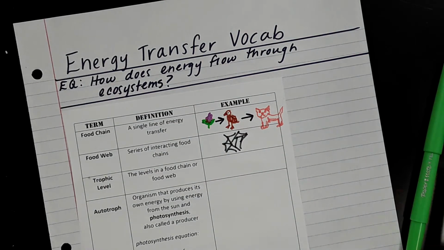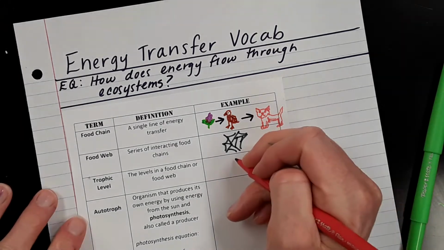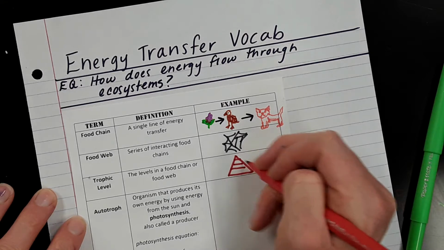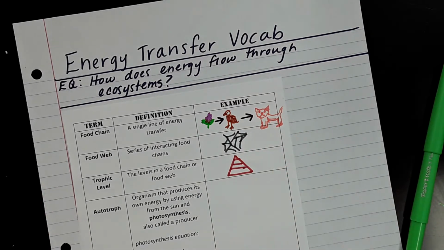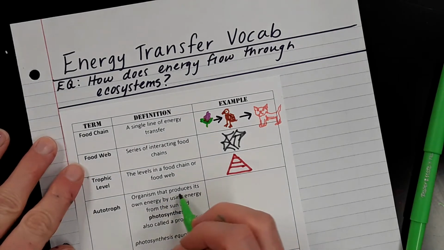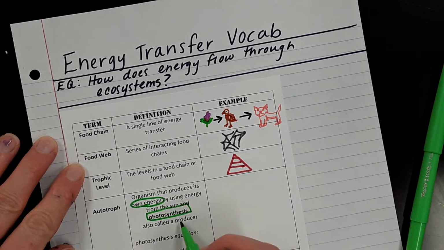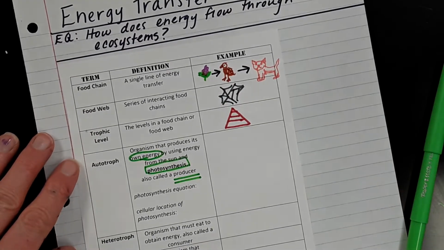All right, the trophic levels are the actual feeding levels in the food web. So, are you on the first level, the second level, the bottom? And we represent them with a pyramid, which we'll talk a little bit more about tomorrow. Our autotrophs are important. They produce their own energy through the process of photosynthesis. We also call them producers. So an autotroph is the same thing as a producer.